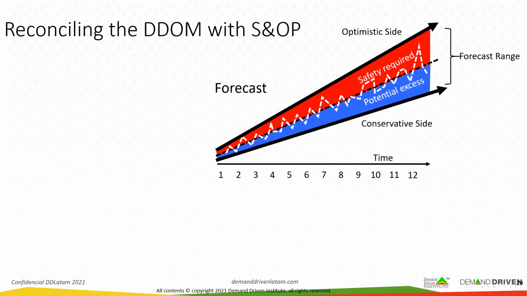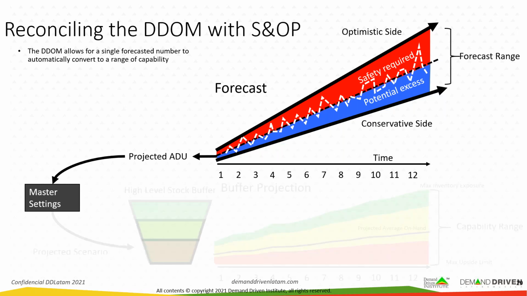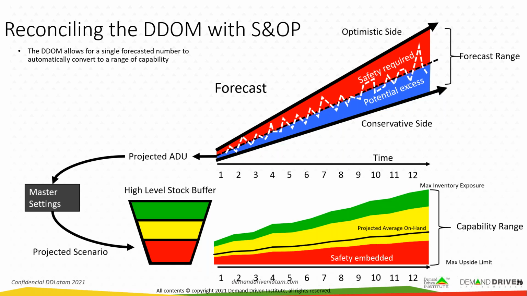Well, as we look at our forecast, all good forecasts should have three numbers. There's expected, optimistic, conservative. Well, if we go high, we need safety, right? Well, what comes out of that forecast is a single number of an ADU. That ADU, or in Spanish, CPD, goes into the master settings, and what comes out is a buffer.